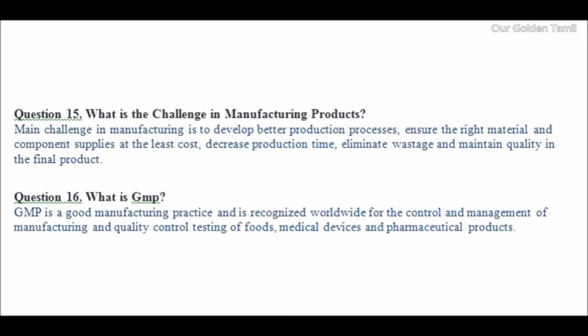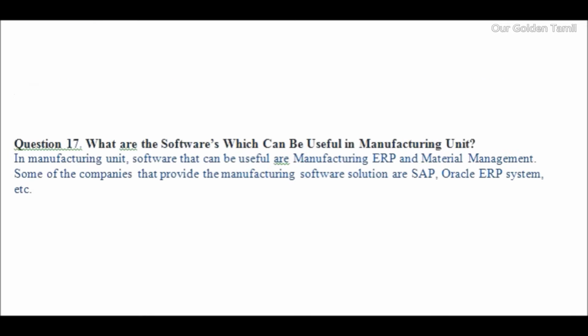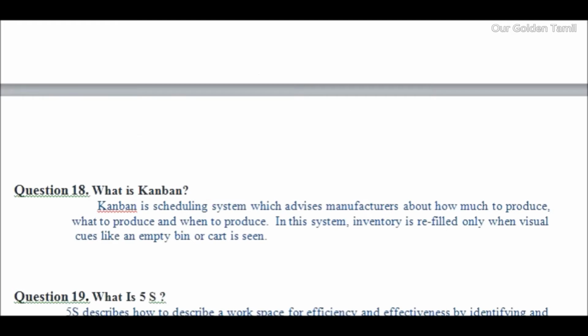Question 16. What is GMP? GMP is good manufacturing practice and is recognized worldwide for the control and management of manufacturing and quality control testing of foods, medical devices and pharmaceutical products. Question 17. What are the softwares which can be useful in a manufacturing unit? In a manufacturing unit, software that can be useful are manufacturing ERP and material management. Some of the companies that provide manufacturing software solutions are SAP, Oracle ERP system, etc.